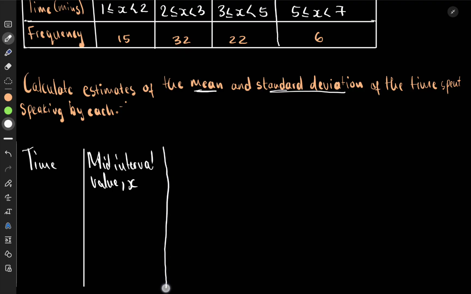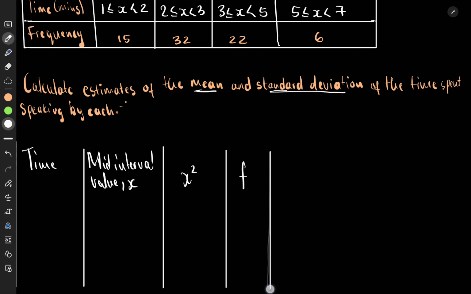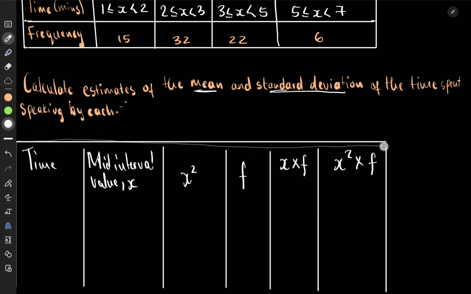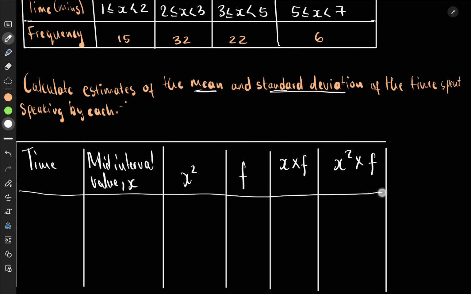But since we also need standard deviation, we are now going to put X squared as well, right? Once we get the X, we're going to put X squared as well. And then we put the frequency F, then we are going to put XF, or X times F. And finally, we will put X squared times F. Okay? X squared times F. Right, there we go. So here's our table. Let's go for the stuff.